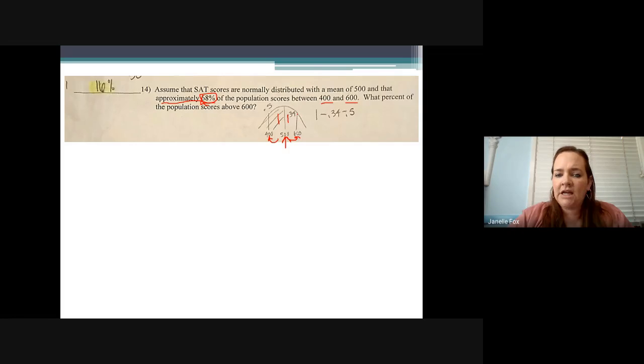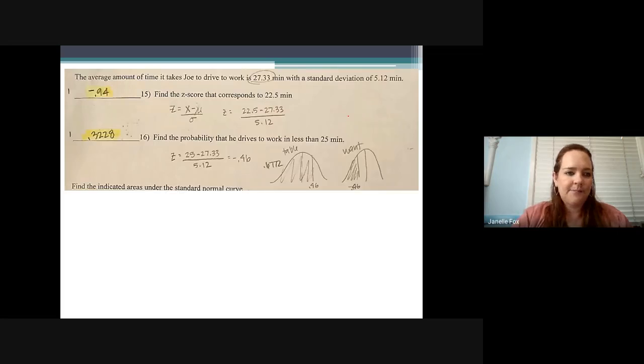So 600 is one standard deviation above the mean. All of this data right here is 50%, and then this part right here is 34%. Then I took the total of 1 and subtracted those two values, and I got about 16%.